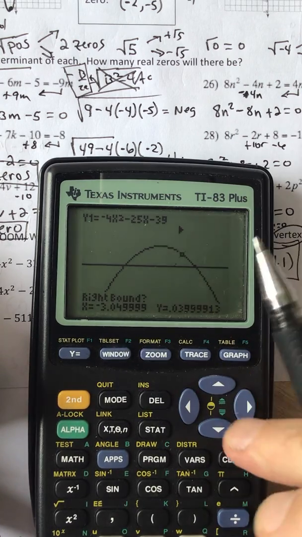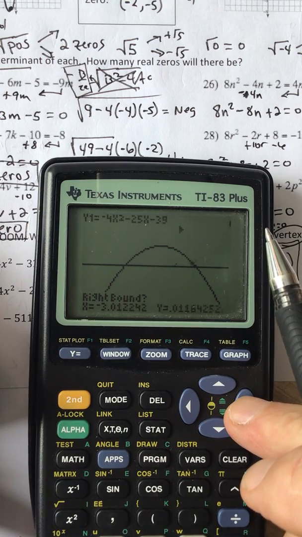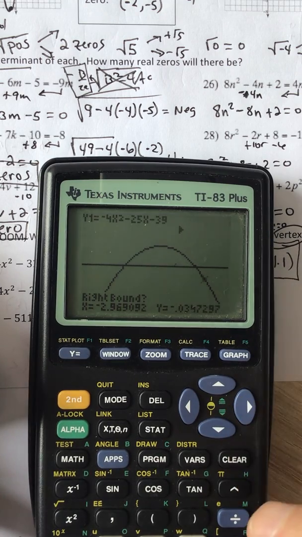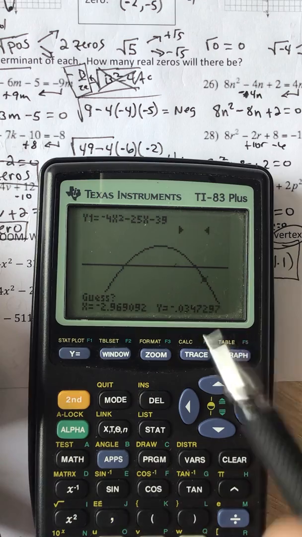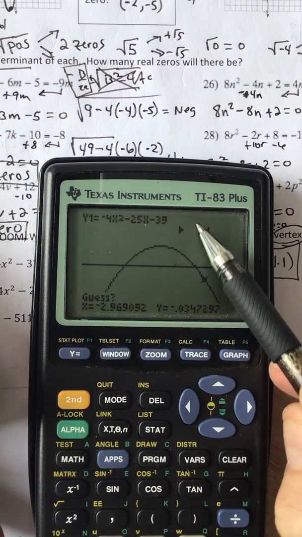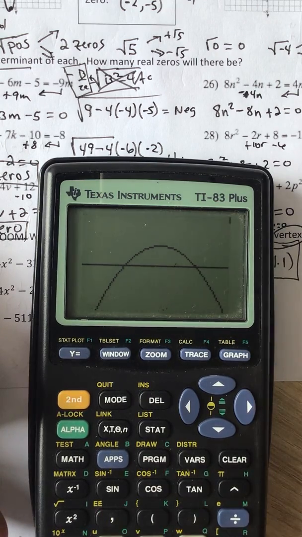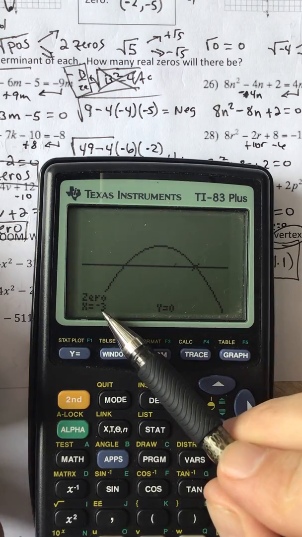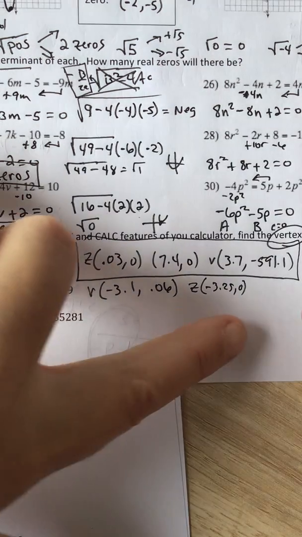Now it wants me to be to the right, so keep going. Now I'm to the right, and I don't need to guess because it's going to search between those two spots and find it. So it looks like -3 is the other one.